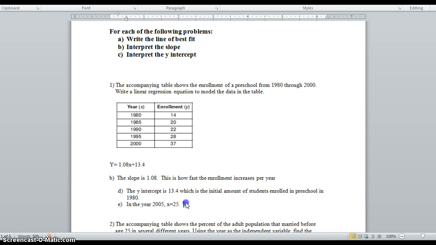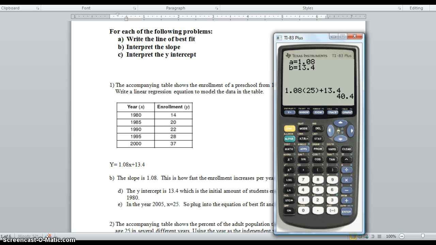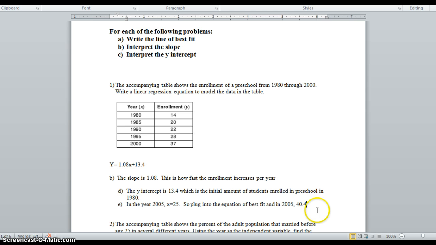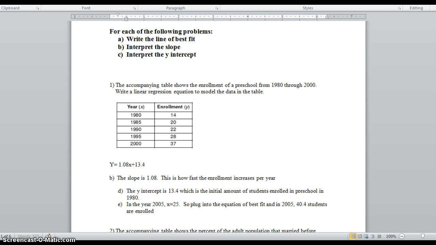So in the year 2005, we plug it into the equation of best fit, and we get 40.4, which remember the 40.4 is what I got off of my calculator. And that is the number of students enrolled. Alright?